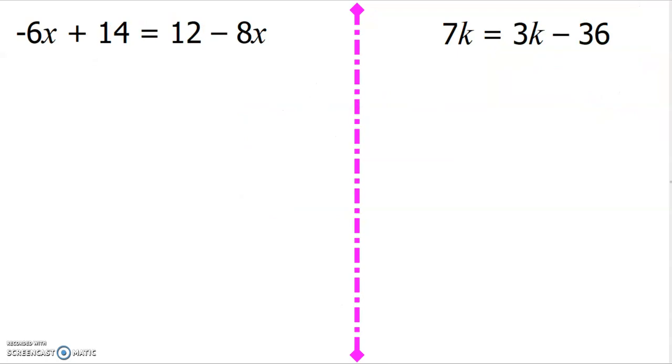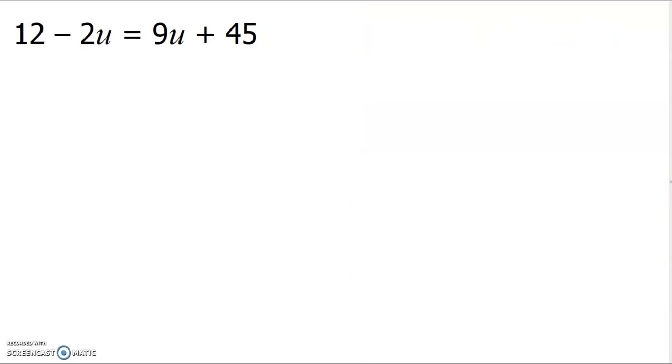All right, for these next examples, I want you to use the example I did and isolate the variable. And please check your work by substitution. Same with this example.